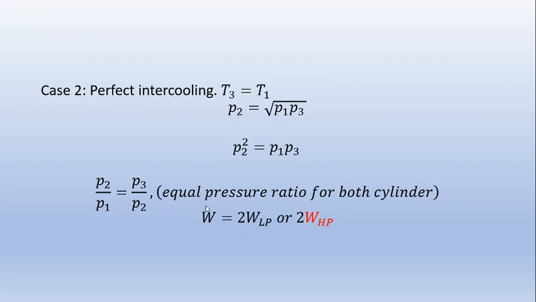Okay. So in perfect intercooling, the pressure ratios of both the cylinders, or all the cylinders in the case of multi-stage compressors, will be the same. That is, P2 by P1 is the pressure ratio of the low pressure cylinder, and P3 by P2 is the pressure ratio of the high pressure cylinder. So in a perfect intercooling machine, these two pressure ratios are the same, and in that case W is equal to 2 into WLP or 2 into WHP.